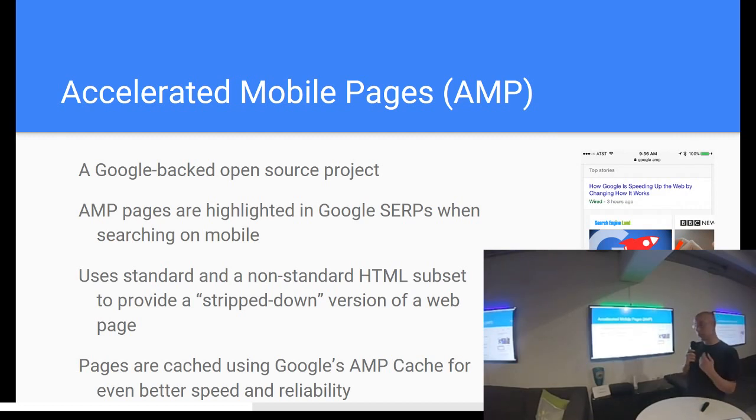And the best thing about that is that because it's a Google-backed project, at this time, if you have an AMP page, all those pages are cached by Google's AMP CDN, AMP cache. So you're not serving those pages yourself. You don't have to pay for the bandwidth. Google is taking care of all of that for you. So you get better speed, better reliability. Even if your site goes down, your AMP page is still going to load. So that's a great thing.